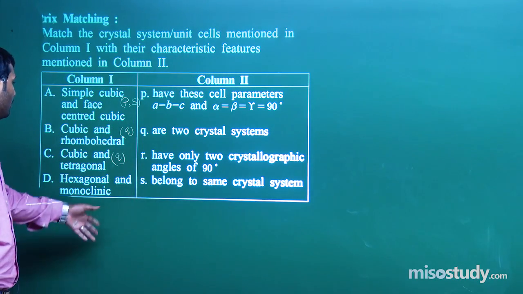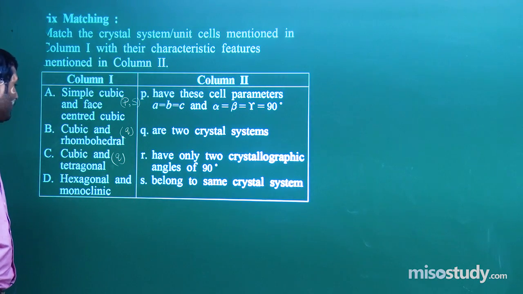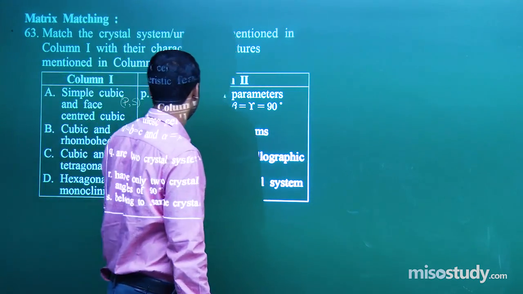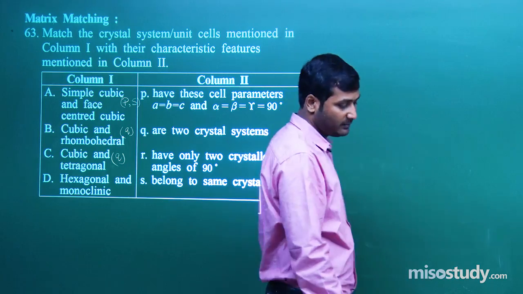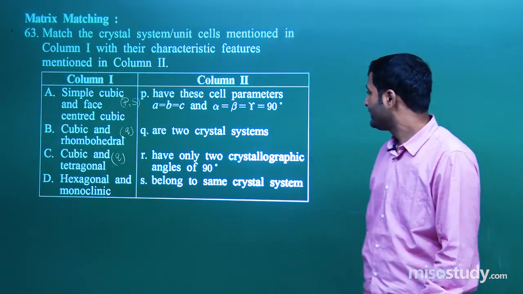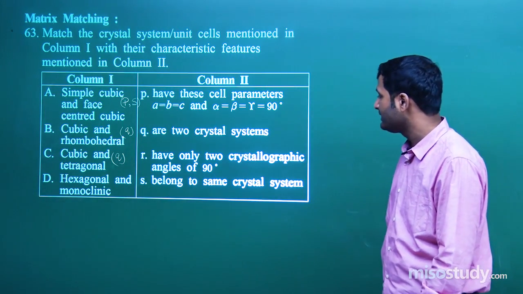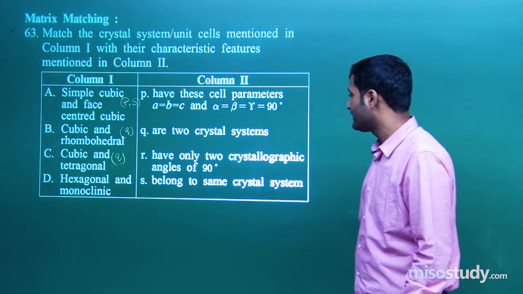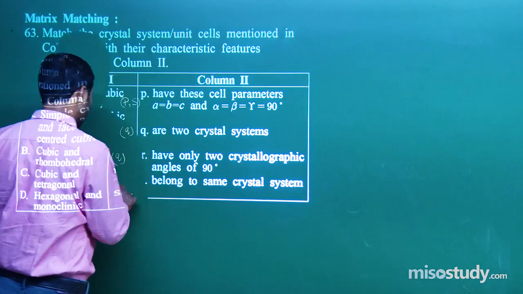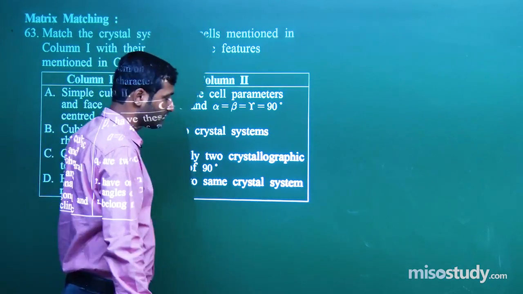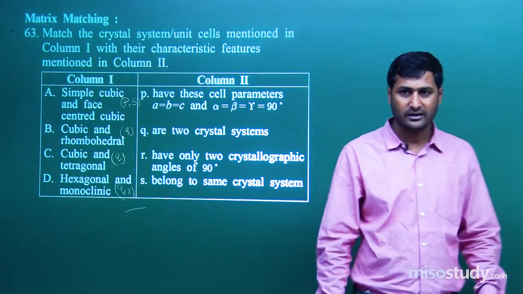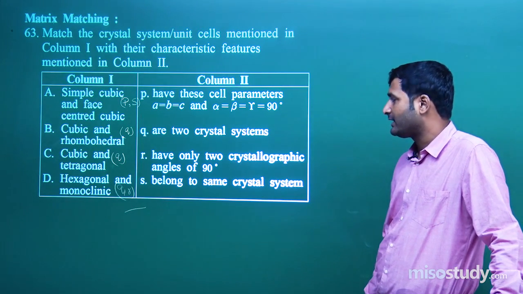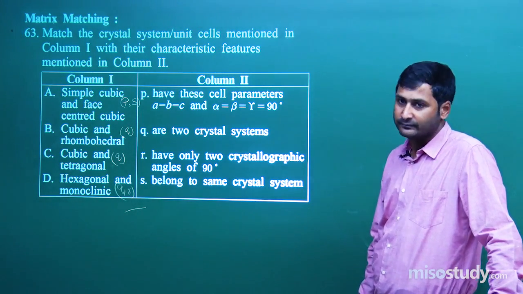Now hexagonal and monoclinic: do they belong to the same crystal system? No. Have the cell parameters a is equal to b is equal to c? No. Are they 2 crystal systems? Yes. Have only 2 crystallographic angles of 90 degree? Yes, so Q and R are the correct options. This is a simple one. Bravais lattice, you have studied this thing. Yes sir. So for this question, P, S, Q, Q and QR are the correct options.